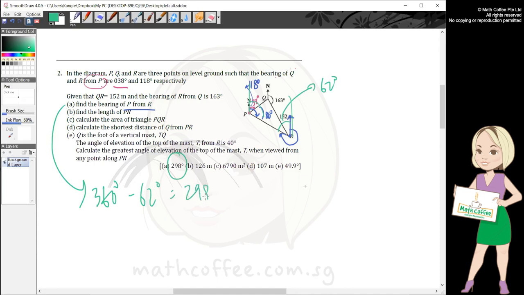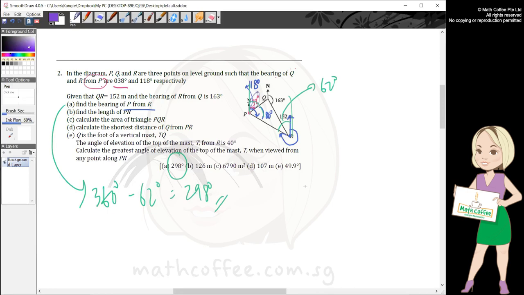And that's the answer for part A. Part B, find the length of PR. Okay, so let's find the length of PR. We have so much information, but I don't have much information about this triangle, right? So let's find more information.